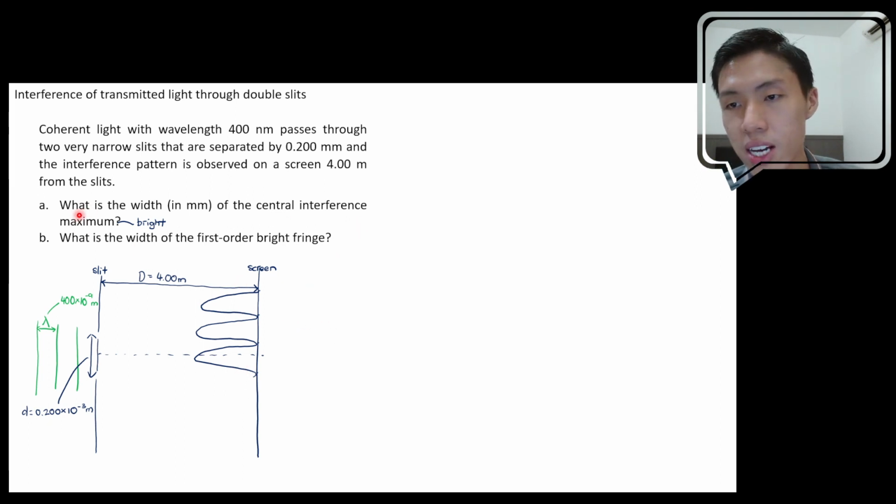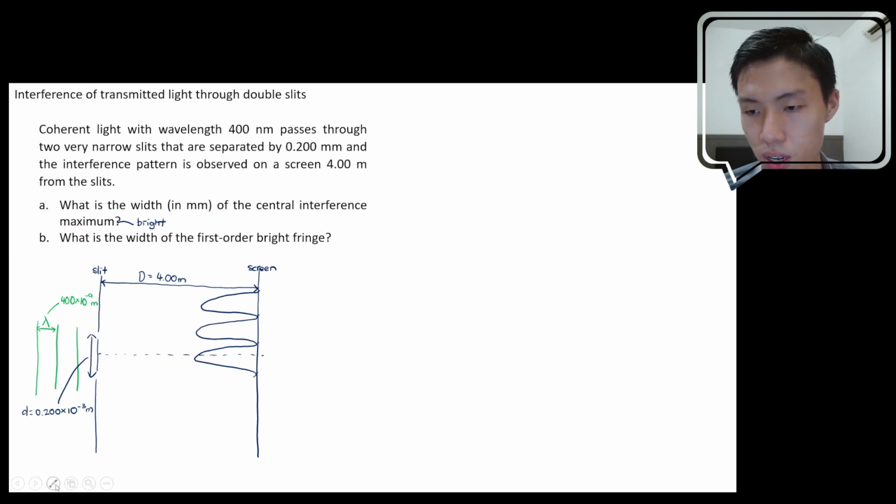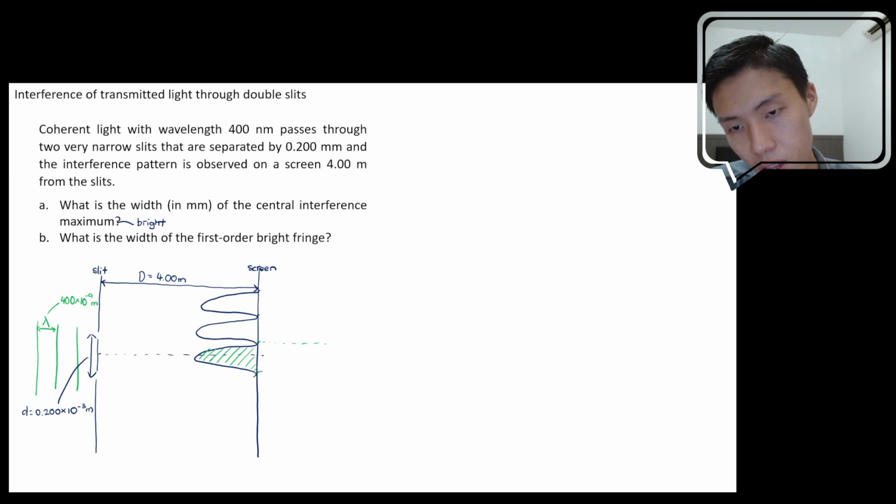Okay, so they ask what is the width of the central bright. Central bright is very clear. When we are talking about the central bright, this is the fringe that we are referring to. We are looking for its width. If you are looking for its width, then it's right in between this dark and this dark over here. So the width of the central will be here. This is W central.